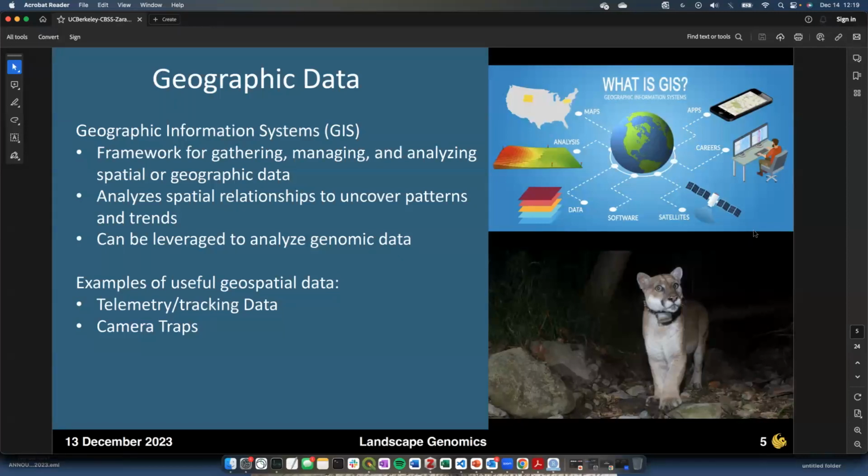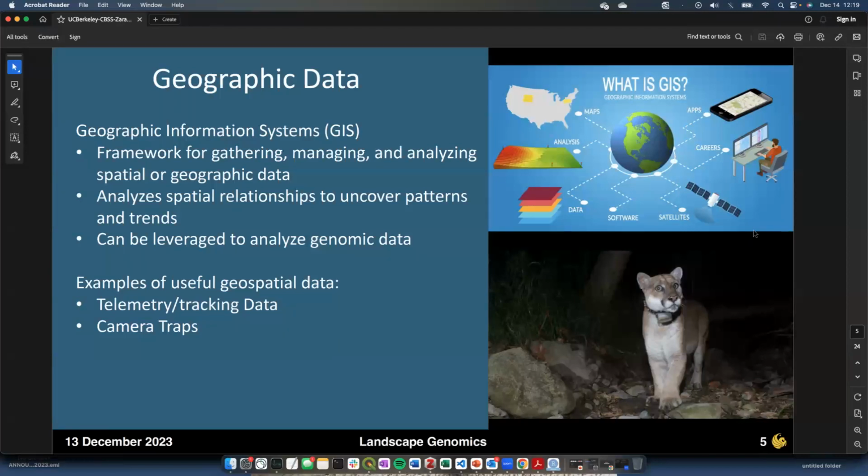You can have traps set up in a landscape. One of my colleagues, another grad student at UCF, has a study on pygmy rattlesnakes. And so she has traps set up, and she can go out and collect venom or other things from the snakes, and then have the data for the geospatial coordinates where they are found.